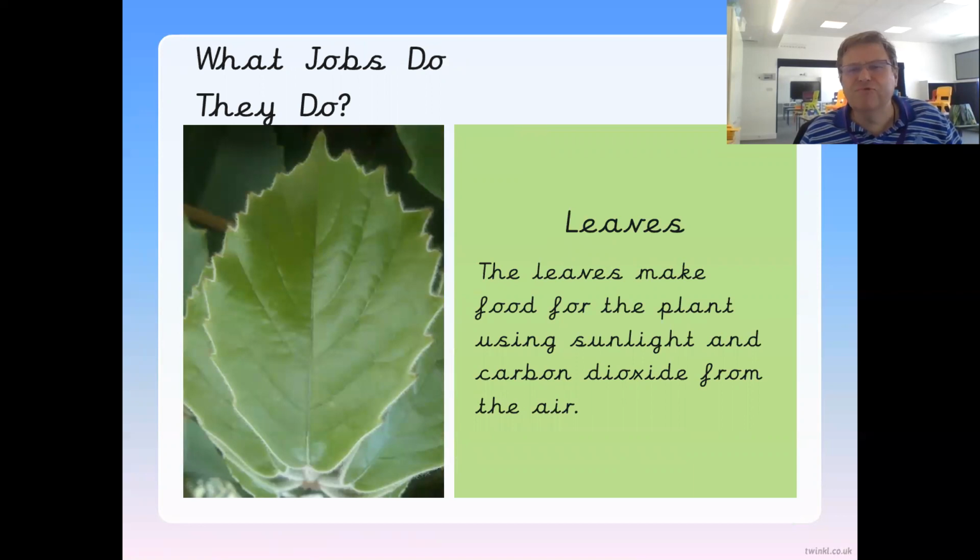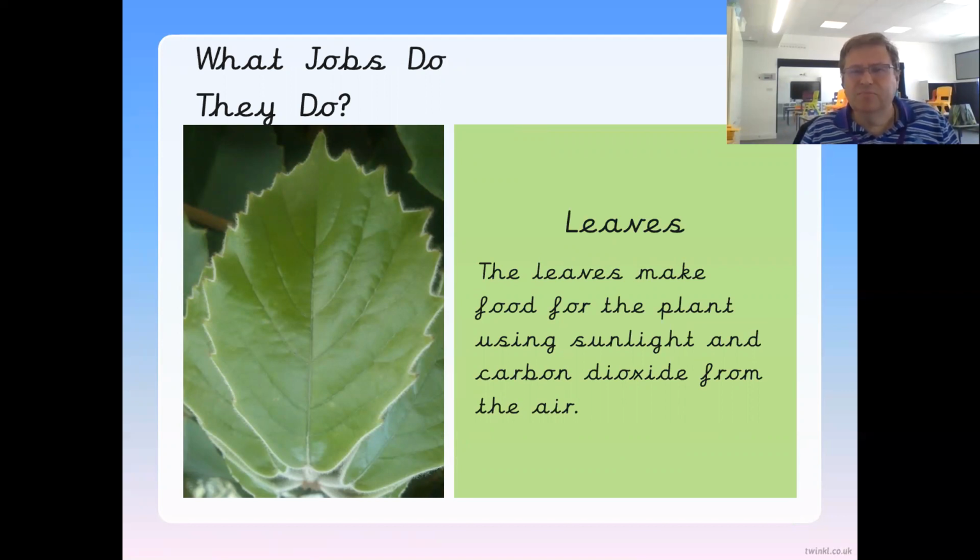Now the leaves are really important. The long flat green leaves, they don't have to be green. I've got plants with red leaves and yellow leaves, but the leaves have a really, really important job. The leaves use the sunlight, taking the sunlight and the carbon dioxide from the air to help the plant grow and develop. So it's really important.